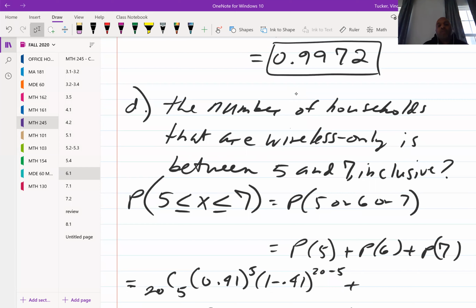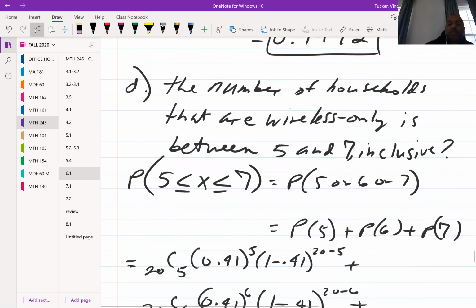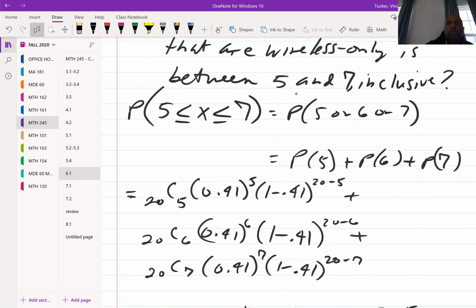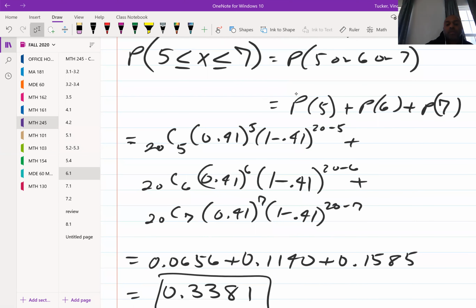All right. The number of households that are wireless only, between 5 and 7 inclusive. So what's the probability that if you were to choose 20 households, you get 5 or 6 or 7 households that are wireless only? So we're looking at 5, 6, or 7. Do each one of those individually, and then add them together. 0.3381.